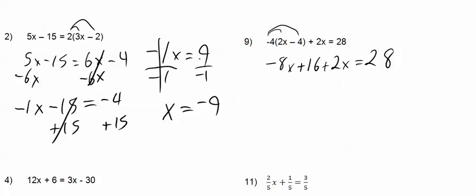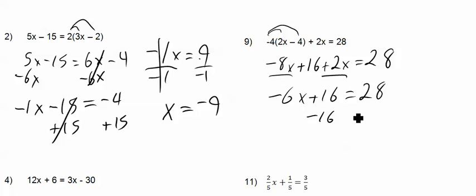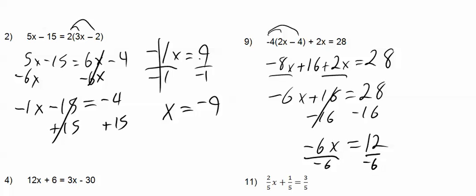These x's are on the same side of the equation, so all we have to do is combine them. We don't have to do something on both sides. So we combine that, and we get minus 6x plus 16 equals 28. Then we're going to subtract 16 from both sides. Negative 6x equals 12. Divide both sides by negative 6. And x equals negative 2.